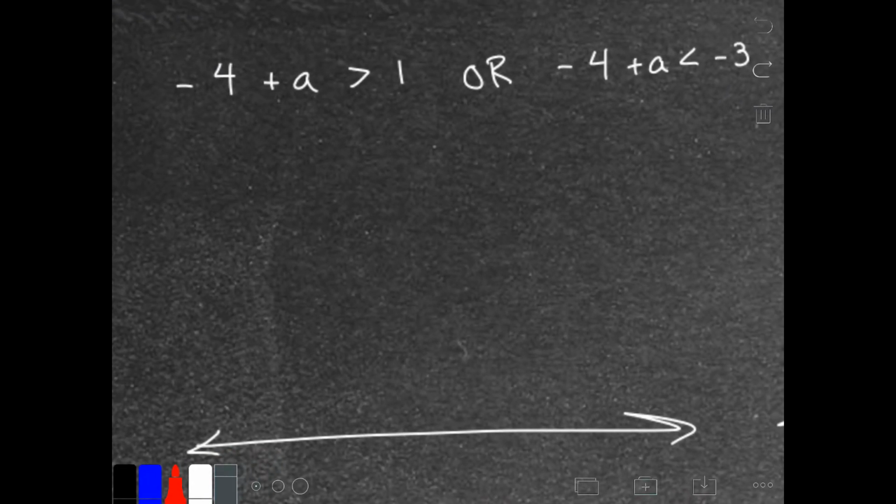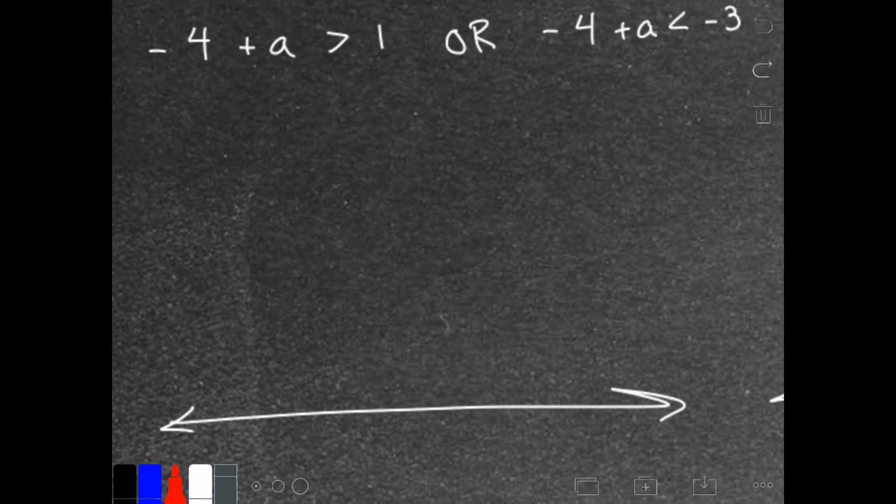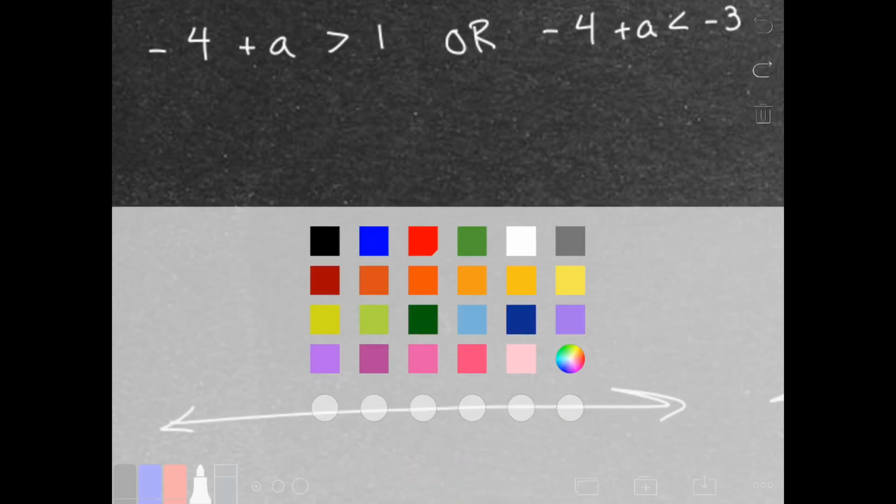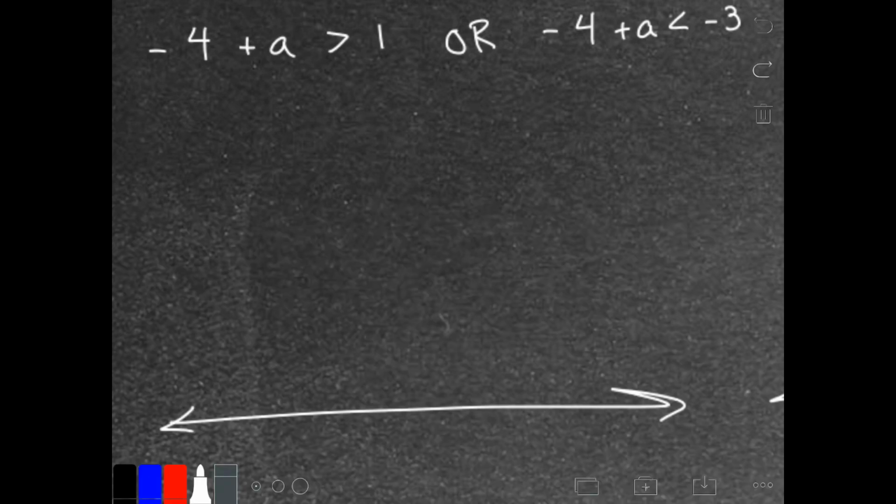So again, the or compound inequalities, the dead giveaway, they will say or. All you need to do is go ahead and solve. So we're going to solve both separately. Let's add 4. A is greater than 5. Add 4 here. A is less than 1.